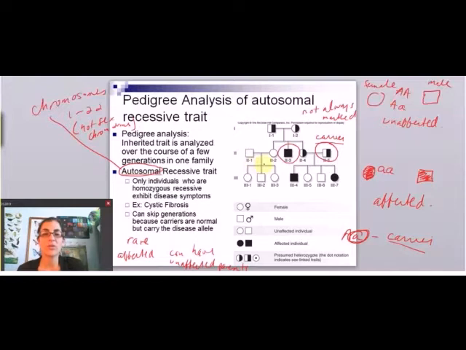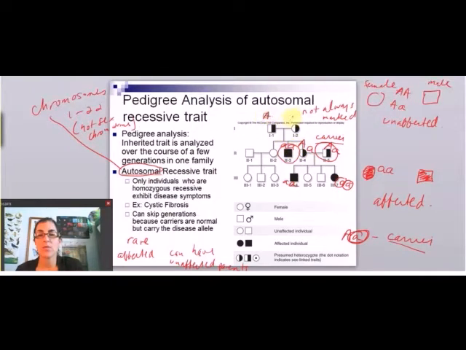So the other thing we're going to do with pedigrees is fill in genotypes. So when you're filling in the genotypes for an autosomal recessive disease, you want to start with the people who have the disease and work backwards from them. So if these people are normal, they must have at least 1 normal allele, but because they each gave a disease allele to their child, they must both be carriers. Same thing with this person. We know that they must be homozygous recessive.